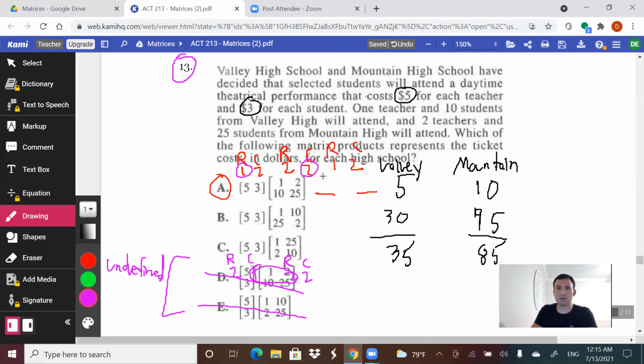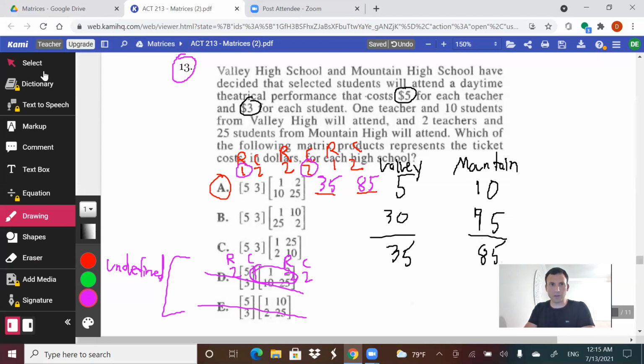So for the first school, they're going to have to pay $35. The second school, $5 for 2 teachers. That's $10 for the teachers. $3, 25 students. So that's $75 for the students. Add together, Mountain High School is going to have to pay up $85 if they want to see the show. Okay, I hope that makes sense.